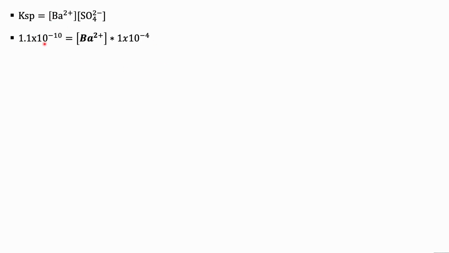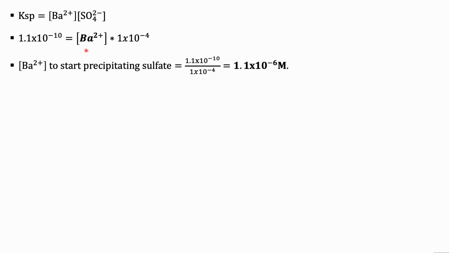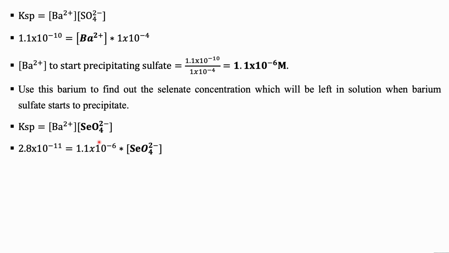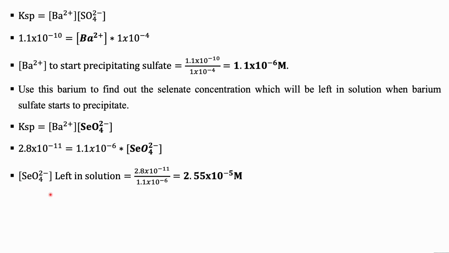So here we have the Ksp, we calculate the barium required to precipitate the sulfate. So we get 1.1 times 10 power negative 6 molar. Then we use that barium concentration to find out the selenite concentration that will be left in the solution. So we use the expression, we have the barium, then you calculate how much selenite will be remaining in the solution. So we find that the concentration that will be left in the solution will be equal to 2.55 times 10 power negative 5 molar.